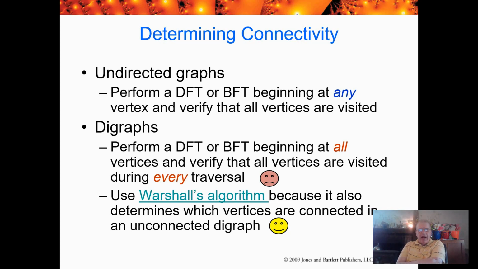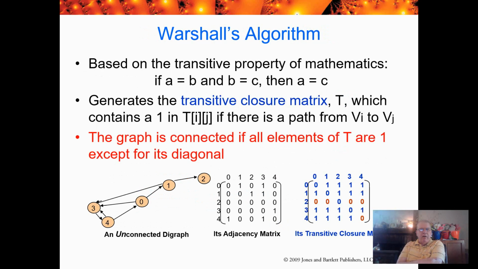So we want to use a simpler algorithm, and there is an algorithm called Warshall's, which determines which vertices are connected in an unconnected digraph. So Warshall's uses the transitive property of math. If A equals B and B equals C, then A equals C. And so the same thing if there's a path from X to Y and a path from Y to Z, then there's also a path eventually from X to Z. So we generate what's called the transitive closure matrix T, capital T, which contains a 1 in T if there's a path from VI to VJ.